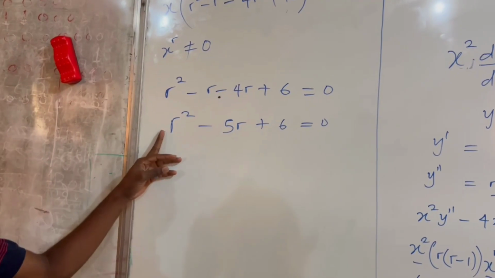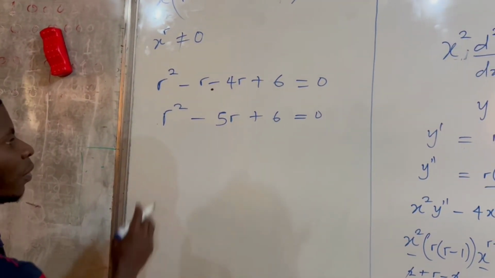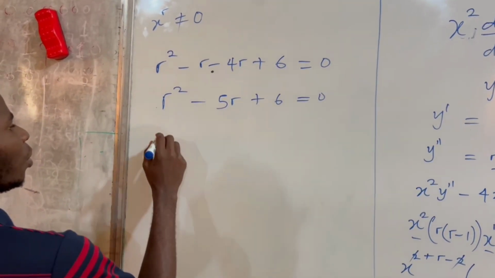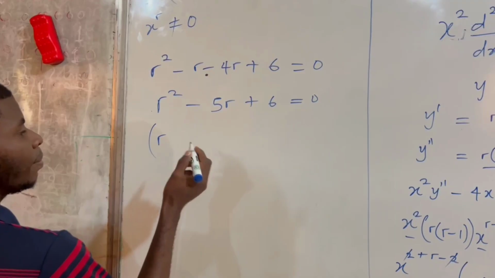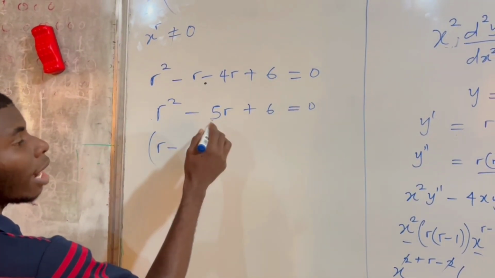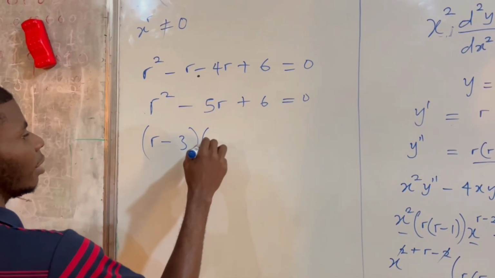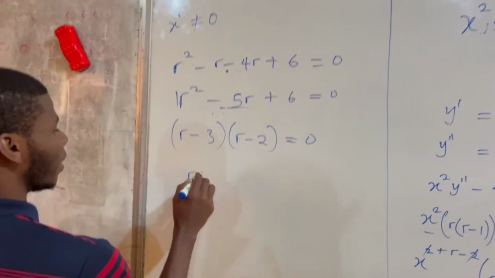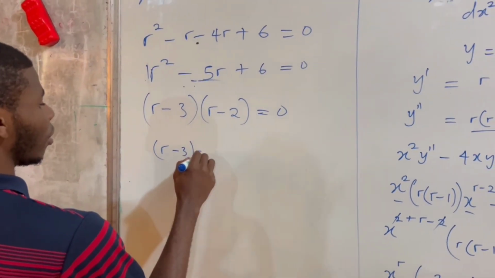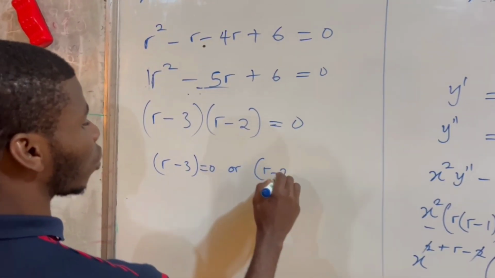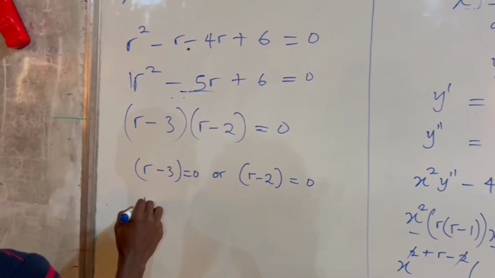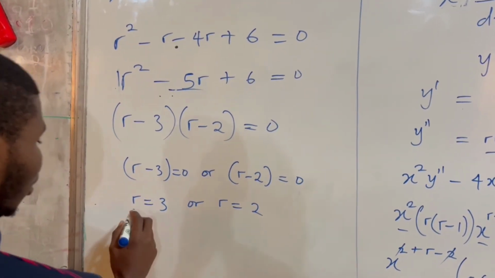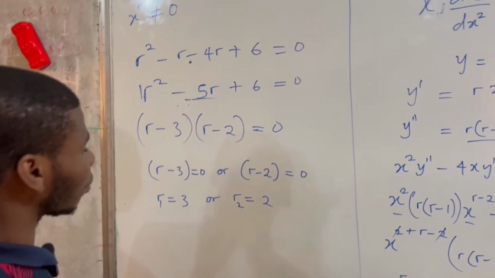And again, this is a quadratic equation. Right? So if you want to find the values of r, how do we find it? Now this is a simple quadratic equation, and we know that r minus 3 times r minus 2 gives us this expression over here. So from there you can say r minus 3 equals 0 or r minus 2 equals 0. From here, r equals 3 or r equals 2. So let's say r1 and r2.